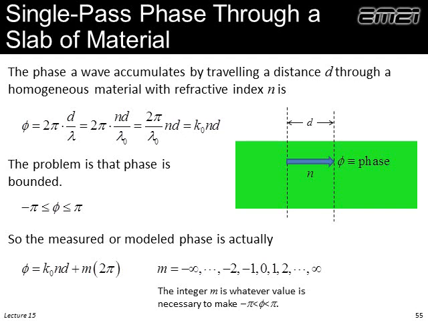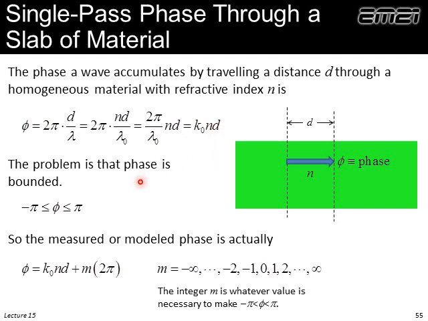So let's think about what happens in a material when a wave propagates some distance d. Well, if this is a homogeneous slab, there's not a whole lot interesting. The only thing that happens is that the wave accumulates phase. And so here we're looking at a single pass phase. So what is that phase? Well, if this material has a refractive index n, then the amount of phase that accumulates is the free space wave number times the refractive index times the distance that the wave traveled.